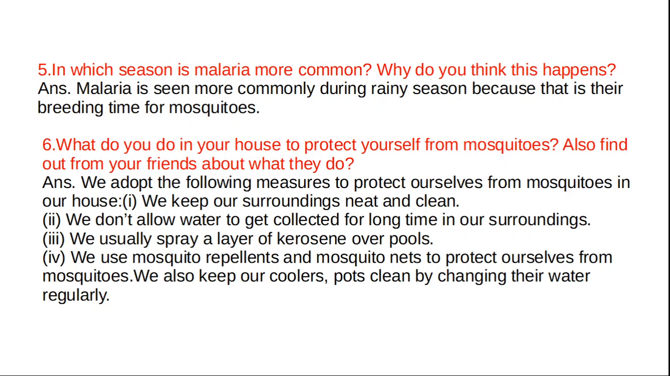Next, we use mosquito repellents and mosquito nets to protect ourselves from mosquitoes. We also keep our coolers and pots clean by changing their water regularly. Here mosquito repellents means mosquito coils, All Out, Good Night, or Odomos. Those are called mosquito repellents. Or also we have to use mosquito nets.